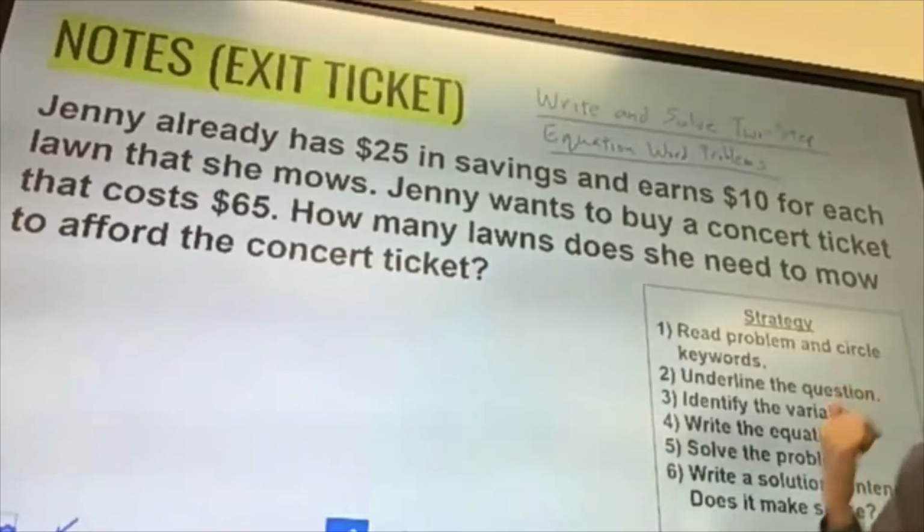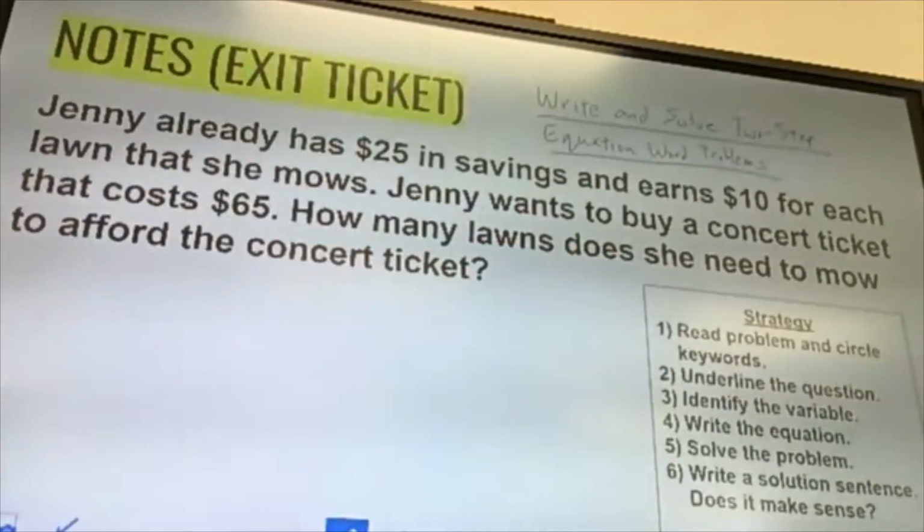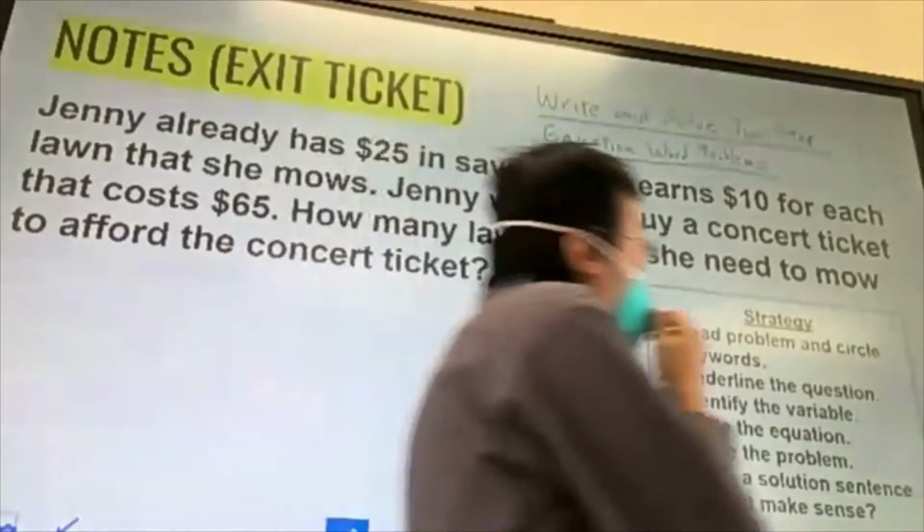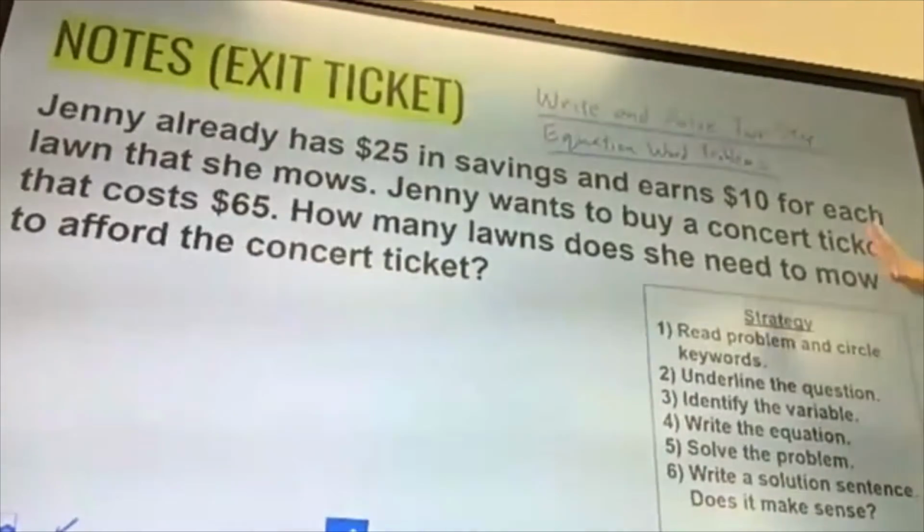Okay. So let's start with this problem right here. Jenny already has $25 in savings and earns $10 for each lawn that she mows. Jenny wants to buy a concert ticket that costs $65. How many lawns does she need to mow to afford the concert ticket? So I would like some raised hands to help me out. What are some keywords you see in this word problem?